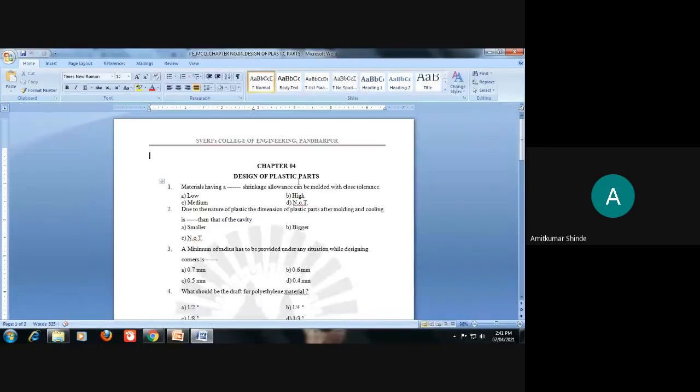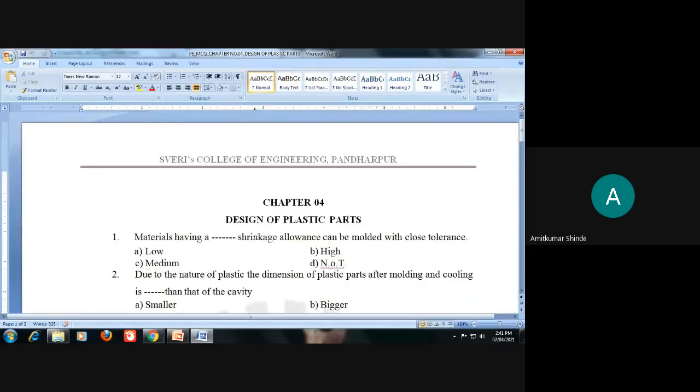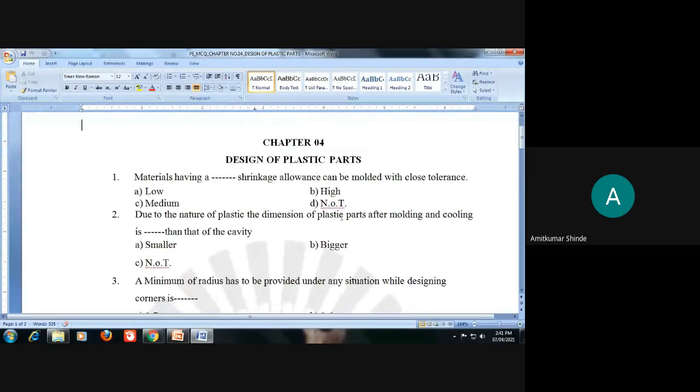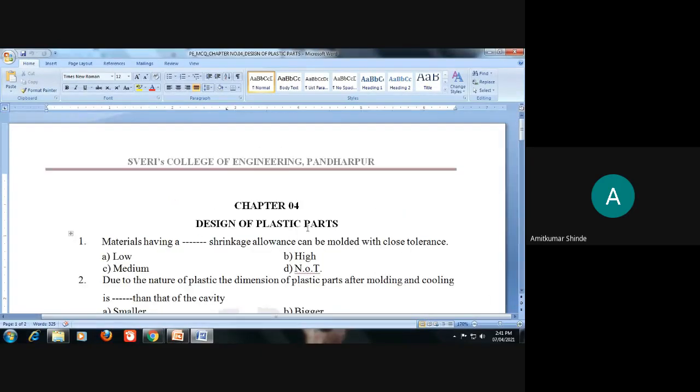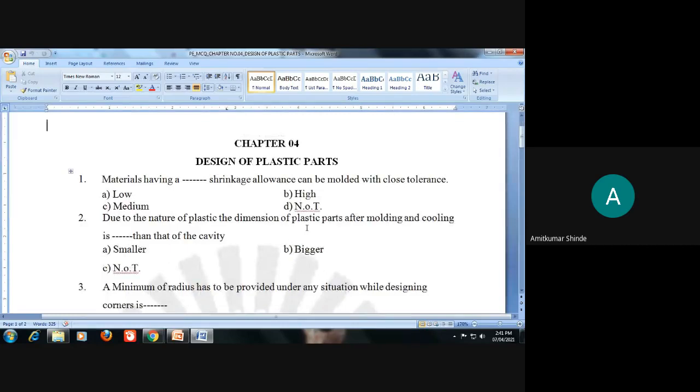Now I will take the review related to this. These are some MCQ questions, some 10 to 12 MCQ questions. Within 5 to 10 minutes, I will take this.